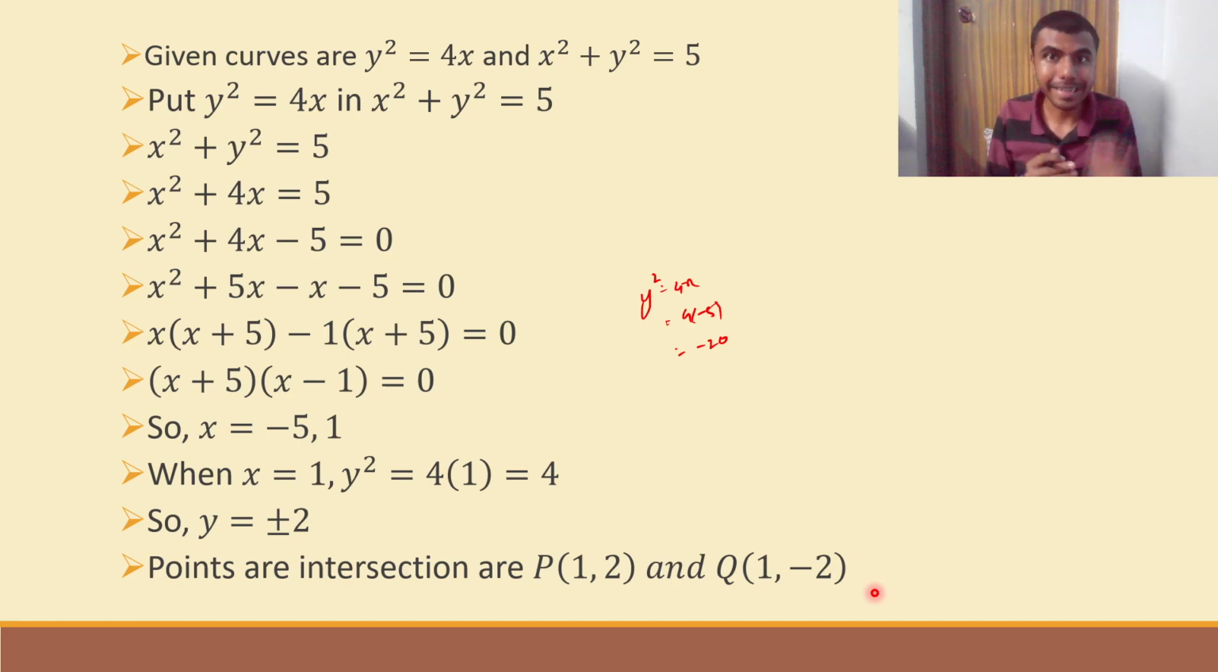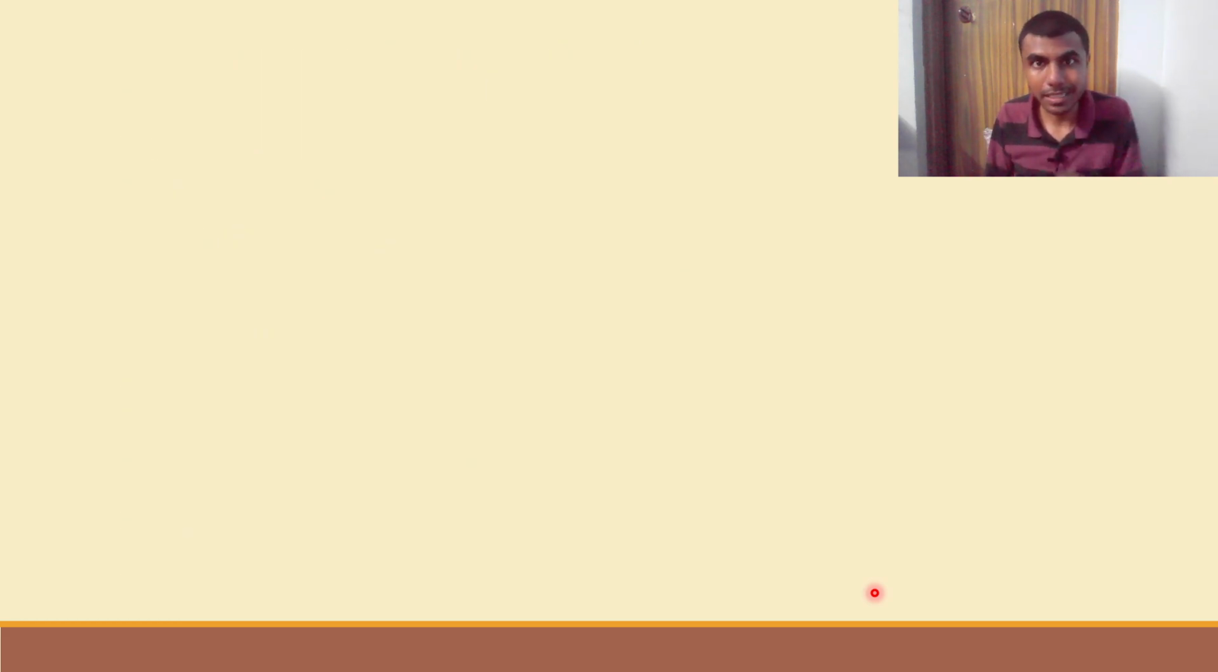Now next I need the slopes of tangents at these points of intersection. So first I need to find the slopes of tangents. The slope of tangent for a curve is nothing but dy by dx. So I'm going to find dy by dx for both the curves. My first curve is this, second curve is this.